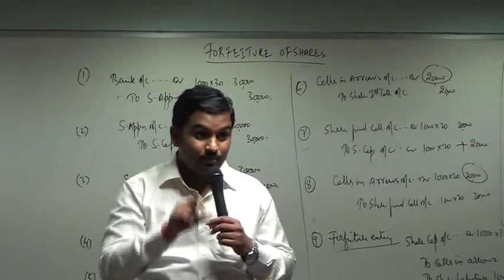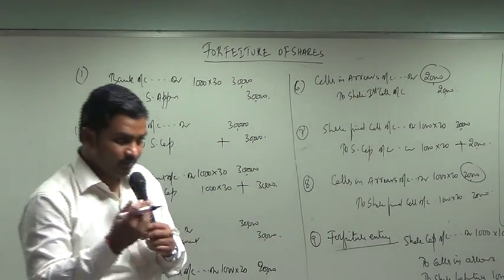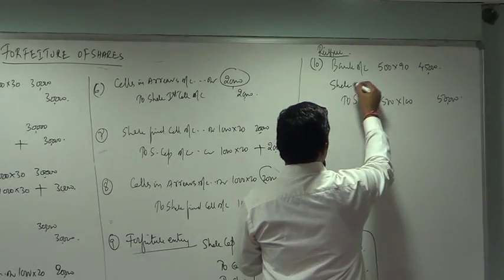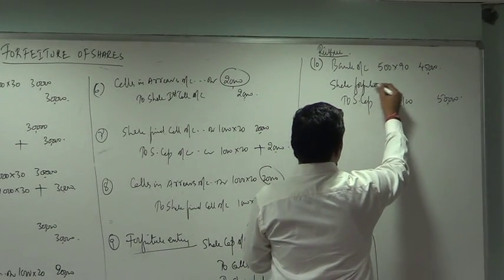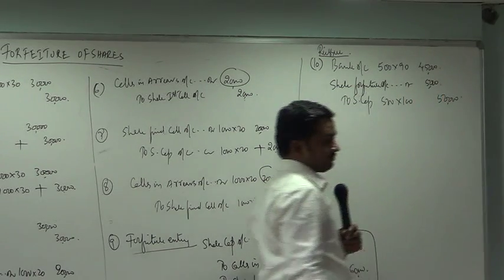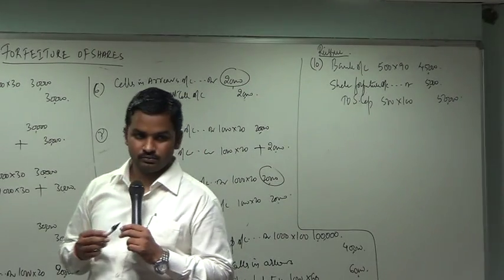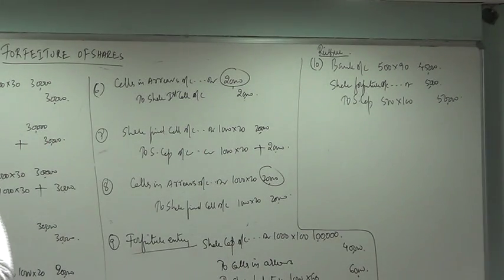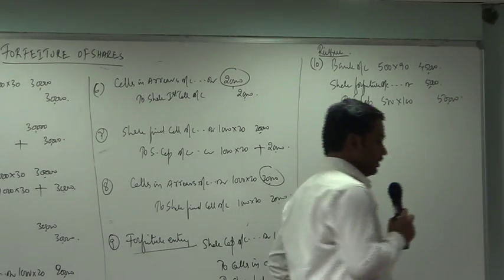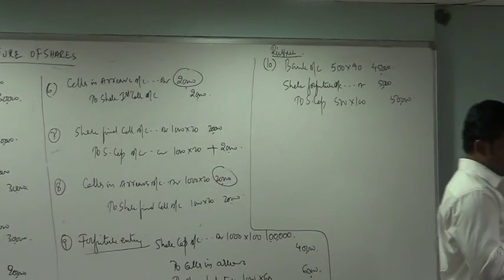So what should you write in that gap? Loss for the company, no? For meeting this loss, we have these profits in share forfeiture account. So loss should be debited to share forfeiture account. Share forfeiture account debtor, how much? 5,000. Share forfeiture account 5,000.